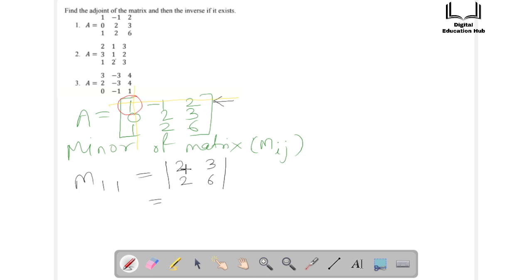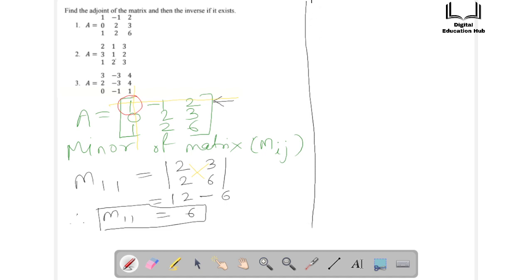so how to solve this one? This can be solved with a crisscross mechanism. The answer can be written as 12, that is 2 into 6, 12 minus 6, and that comes to 6. So I can say that M11 is nothing but 6.